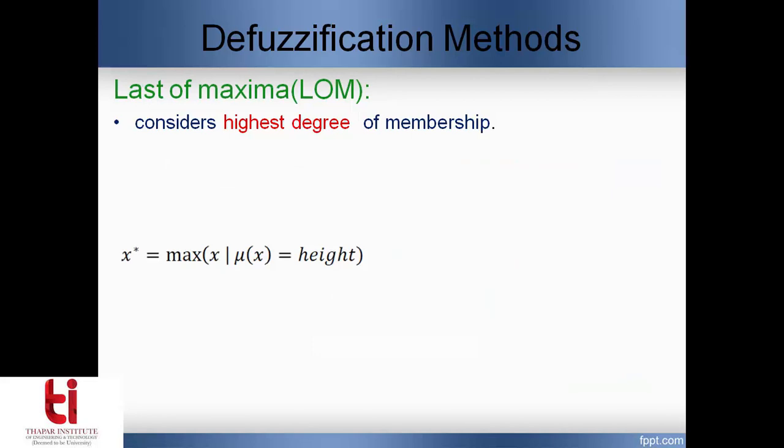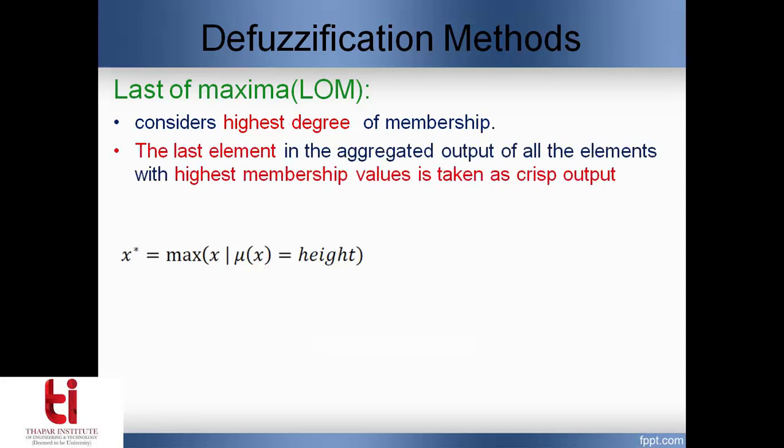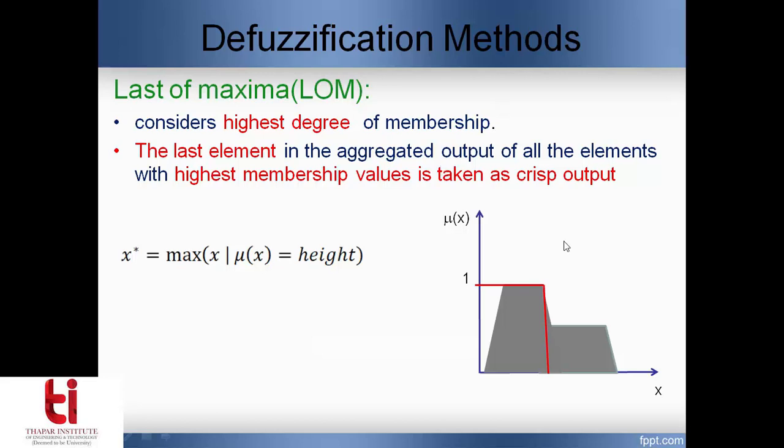So the next is last of maxima. It is on similar lines as first of maxima, but here it is the last element in the aggregated output, among all the elements which have the highest membership values, that is taken as my crisp output. So in the same example, here it is point B which has to be considered as the crisp output value of the aggregated fuzzy set.